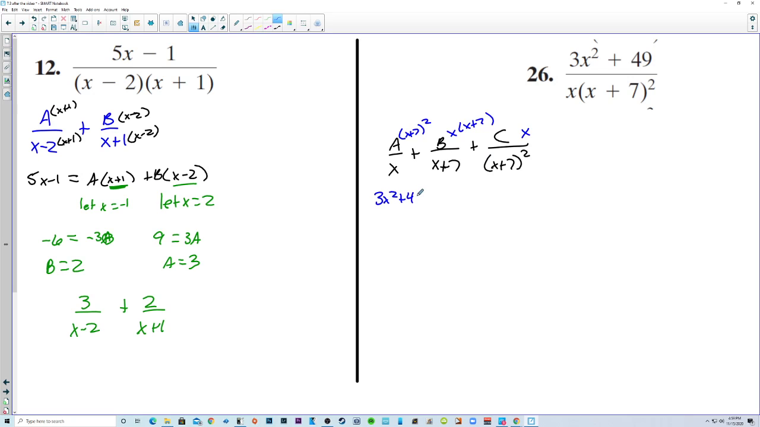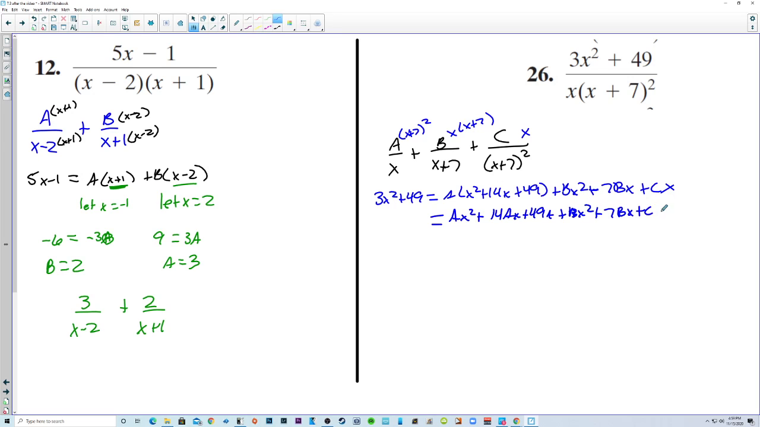So 3x squared plus 49 is equal to A times x squared plus 14x plus 49. So we're foiling the x plus 7 here. Plus Bx squared plus 7Bx, and then plus Cx. Let's distribute: Ax squared plus 14Ax plus 49A plus Bx squared plus 7Bx plus Cx.